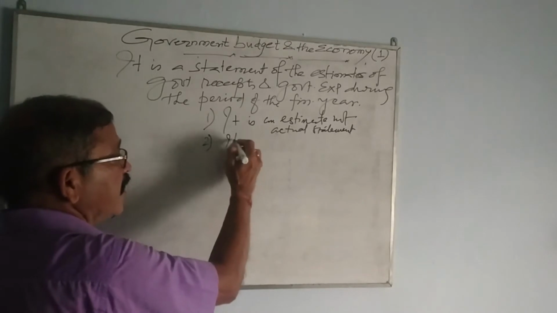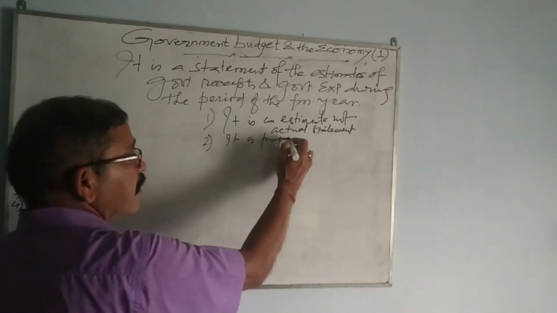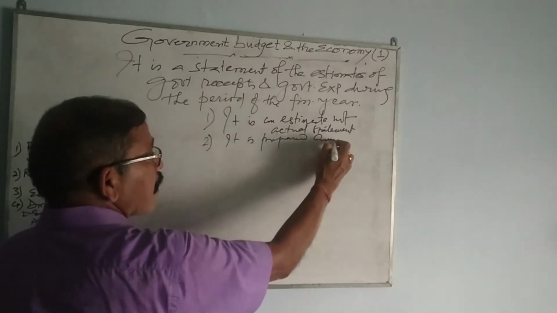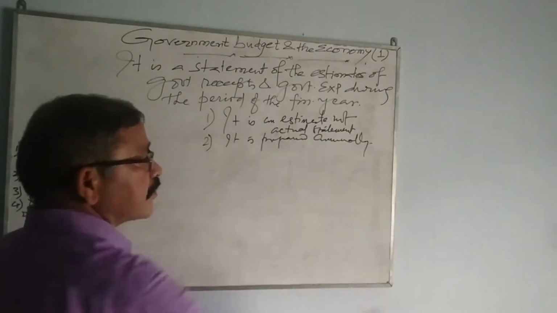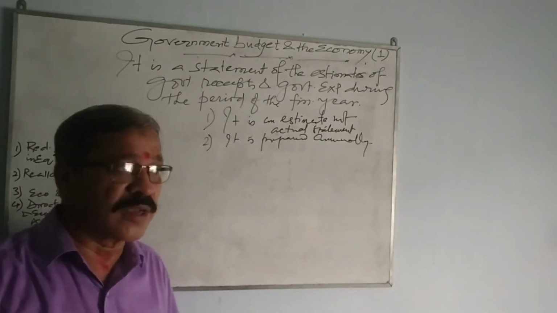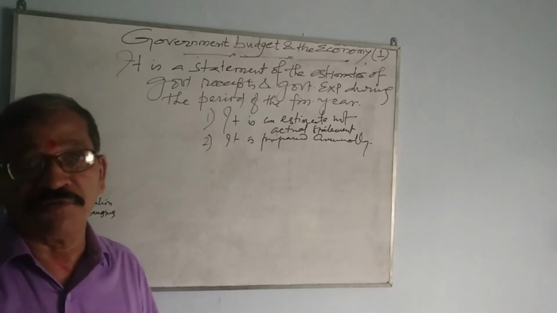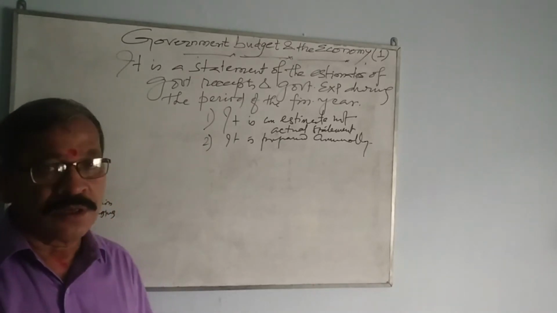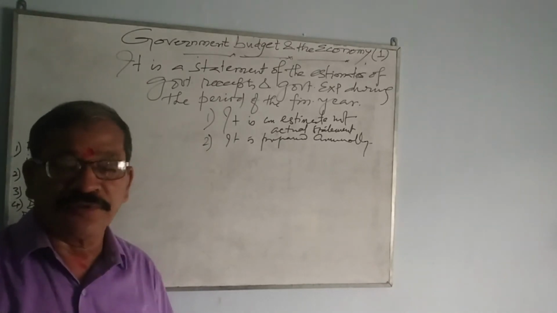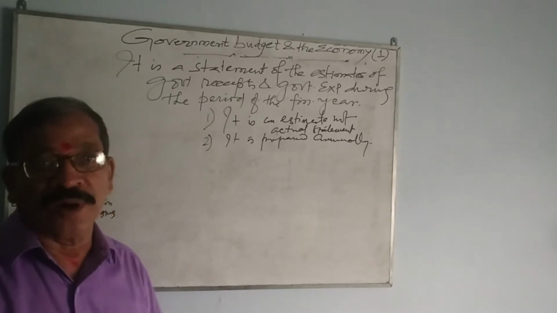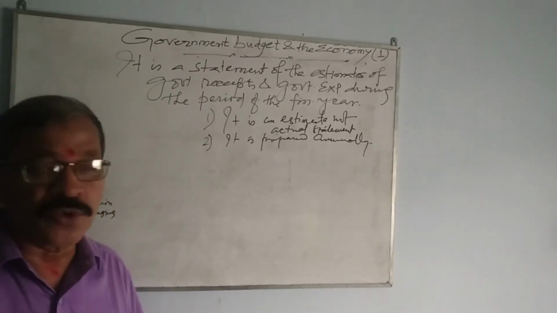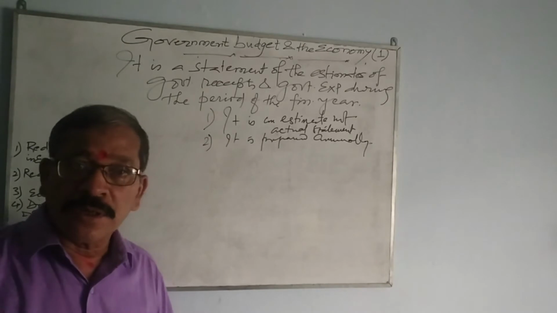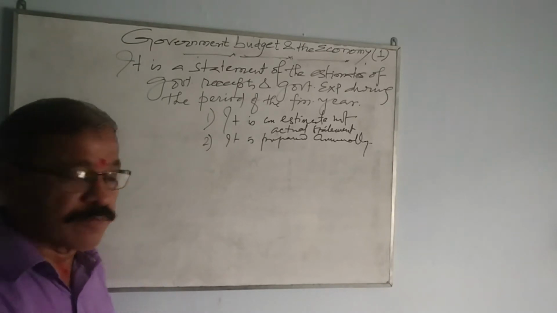Next, it is prepared annually. That means the budget is prepared annually. Every year it is prepared. It is not quarterly or half yearly. Every year the budget is prepared. So it is called the budget is prepared annually.